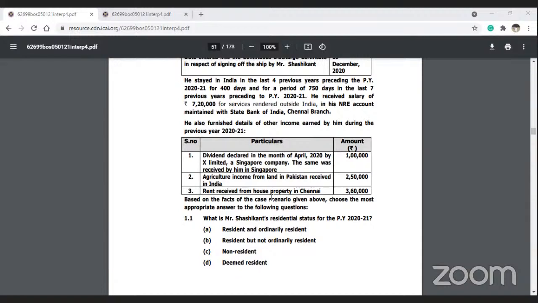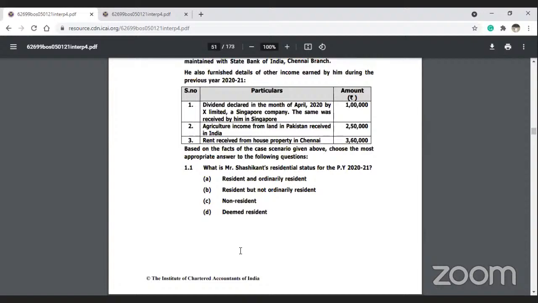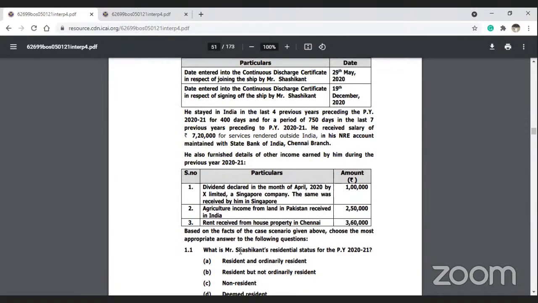Yes. Okay, so 360 minus 30%, that is 2,52,000. Yes. 2,52,000 plus 2,50,000. That is 5,02,000. And we have an option of 7,20,000. That dividend income should also be included. That is Indian company. Please check.